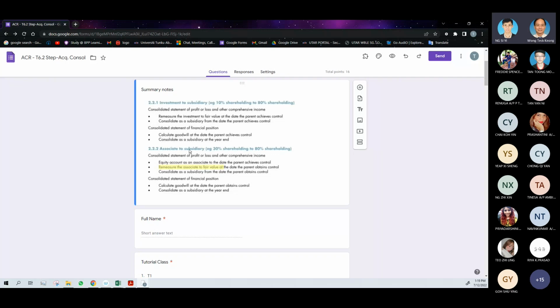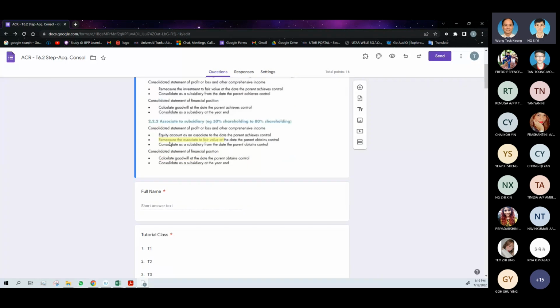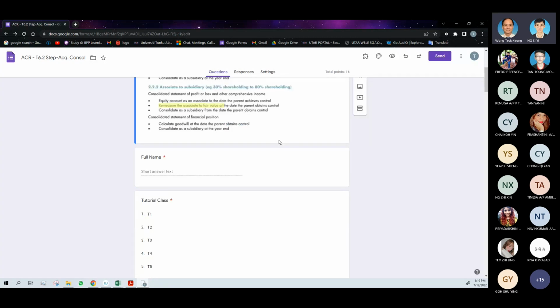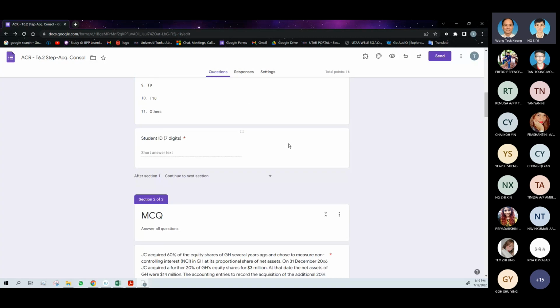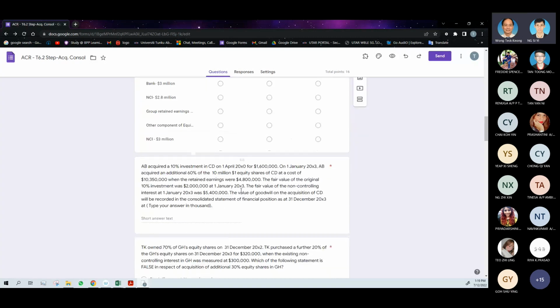And if we go from associate to subsidiary, that's our case, okay? So remeasure the associate at fair value at the date the parent obtained control, which is 1st July 2020. You equity account the associate up to the date that the parent achieves control. So all this gives you a guide. This one is easier, each case individually, so that you can test the basic things.